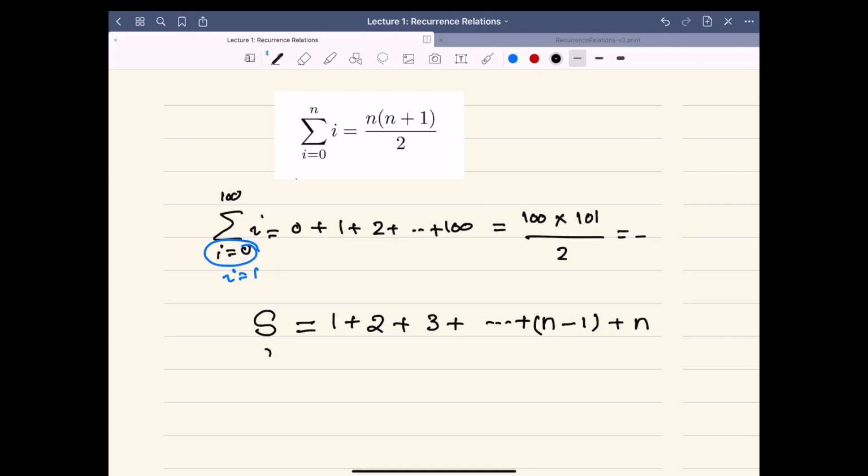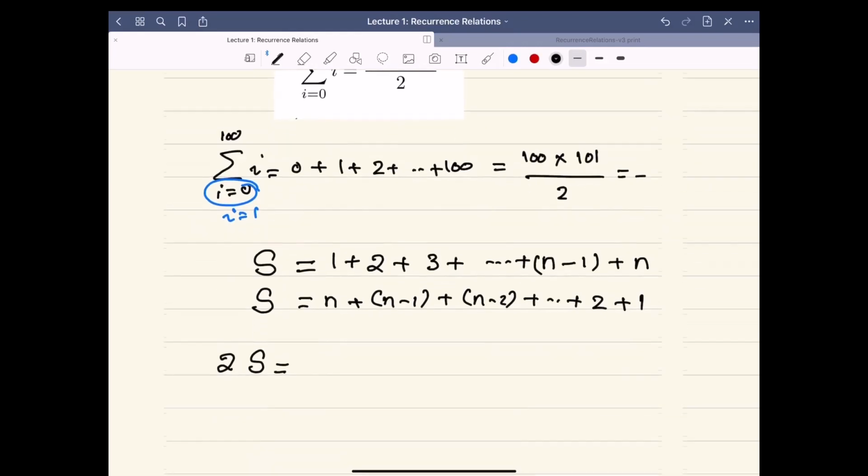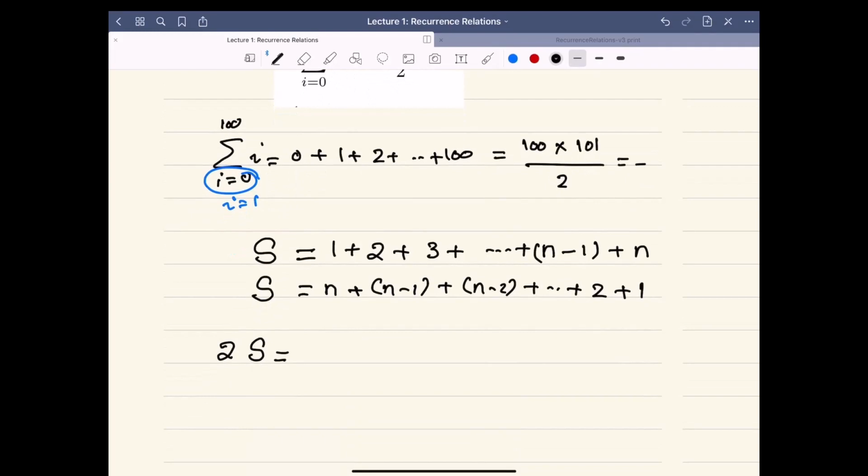Now write the same S but in reverse order. So start from n, then go to the next one, which is n minus 1, then n minus 2, and keep doing this until you reach 2 plus 1. Now add them together. When you add them together, you are going to get 2S. And probably I should write it explicitly: add S plus S, and it's going to be equal to 2S.